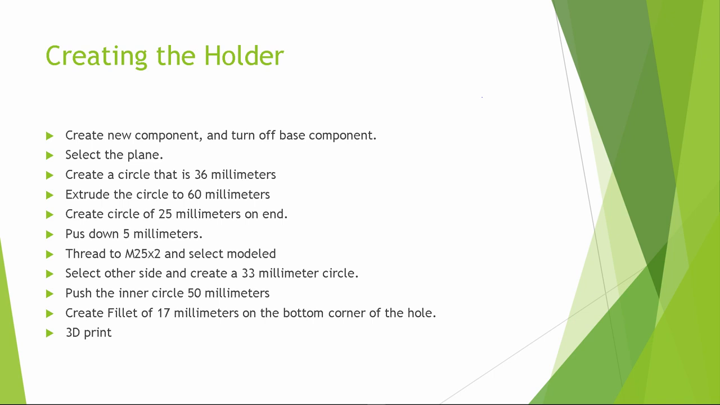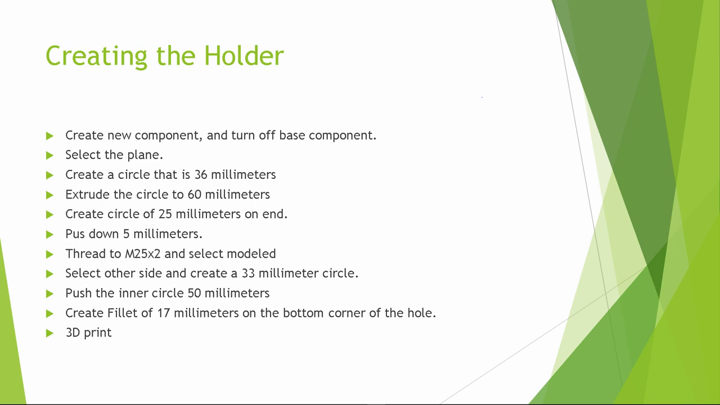We're going to create a 33 millimeter circle that we can extrude or push-pull into the center that will hold the stick. We'll push that down 50 millimeters so that it doesn't cross over the thread area. Then we'll do two fillets. One fillet will be to curve the bottom of the chamber so that it 3D prints properly without support. And we do a small fillet at the top so that the stick goes in easily.